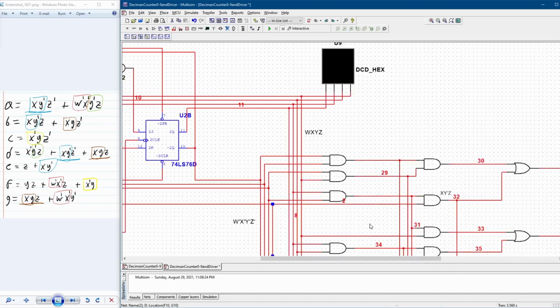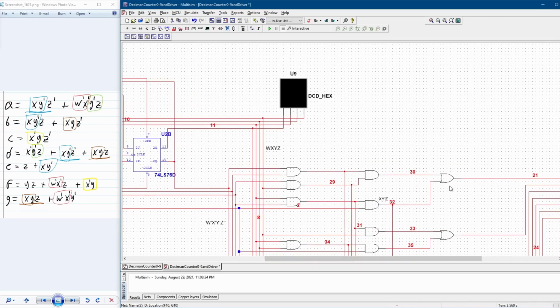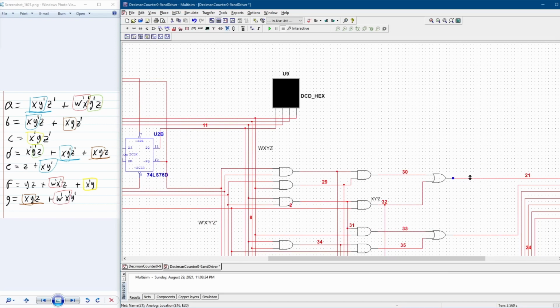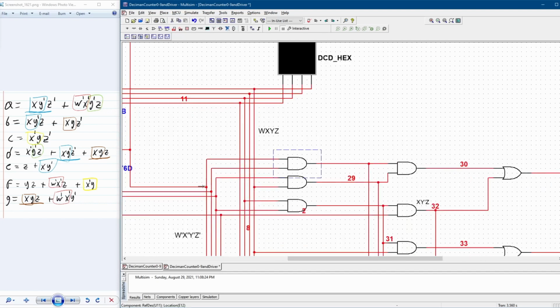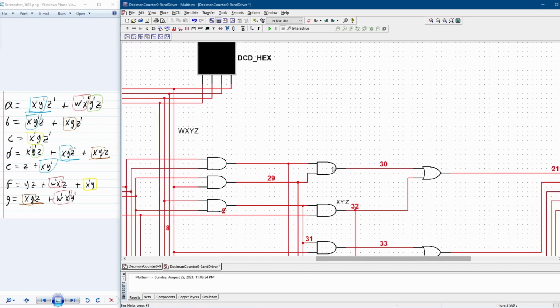So let's go ahead and start looking at the first one. This one corresponds to A. So then we see that A starts with this one here. So it's W naught, X naught, Y naught, and Z. So we start here. This is W naught, and then it's ANDed with this X naught, and then we have another logic gate, which is Y naught, and then we take Z from here. So that's where this comes from. And then that has to go into another logic gate here. And so this output here essentially corresponds to W naught, X naught, Y naught, Z.